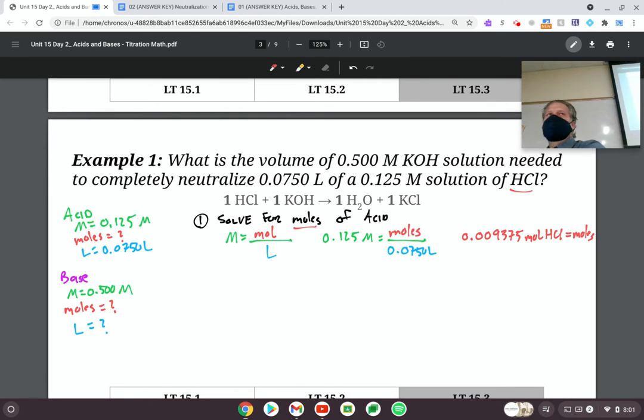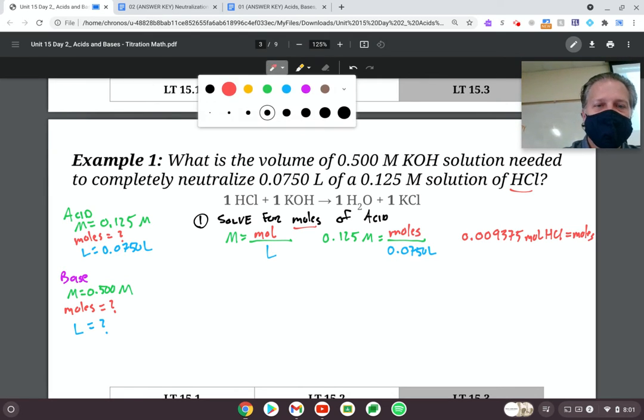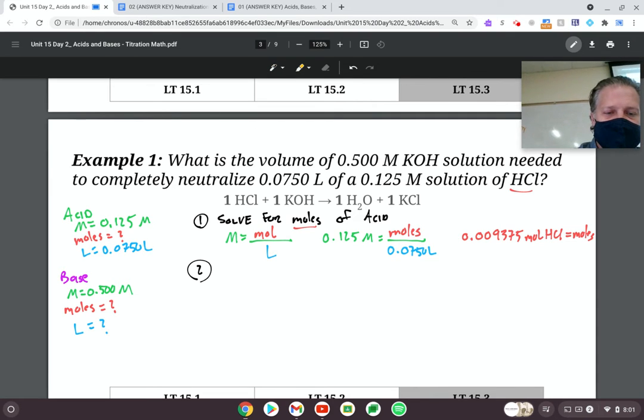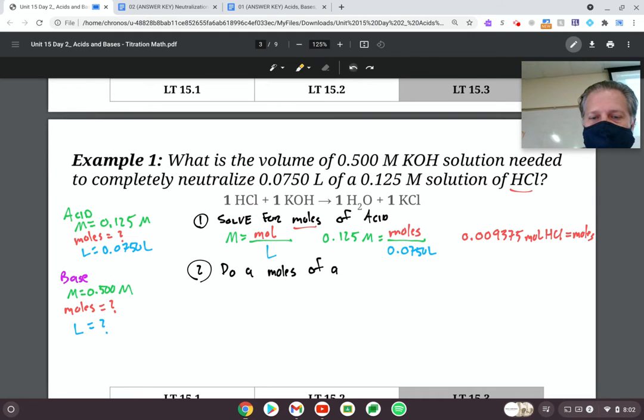Okay. Now, the next thing I'm going to do, step 2, is a mole to mole conversion of moles of acid to moles of base. So do a moles of acid to moles of base conversion.